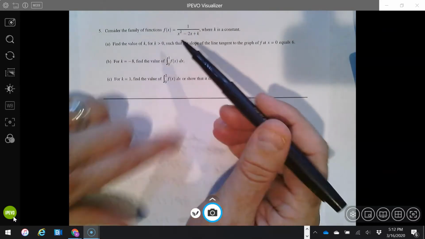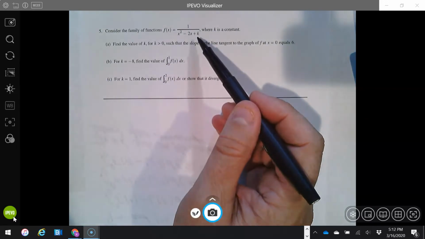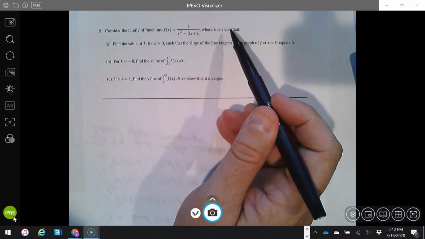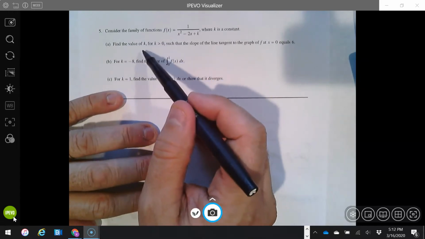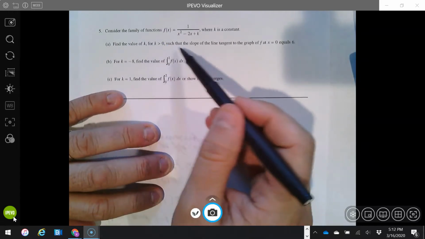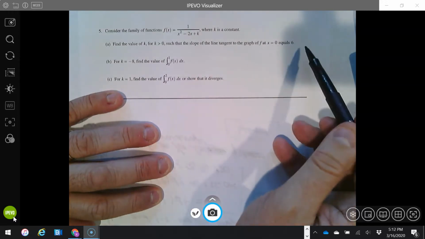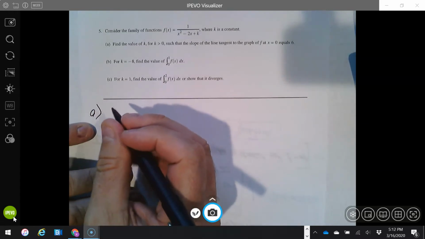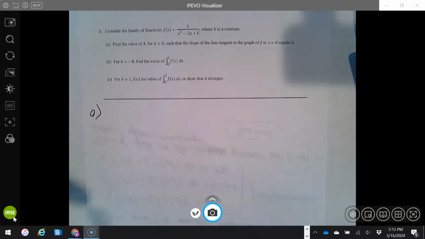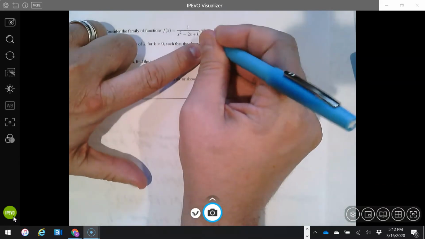All right. Consider the family of functions f of x equals 1 over x squared minus 2x plus k, where k is a constant. Okay. A, find the value of k for k greater than 0 such that the slope of the line tangent to the graph of f at x equals 0 is equal to 6. Okay, so what is going on here? We've got some function f of x that involves k.